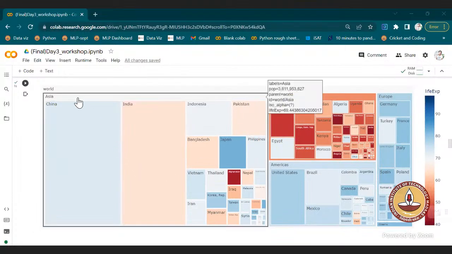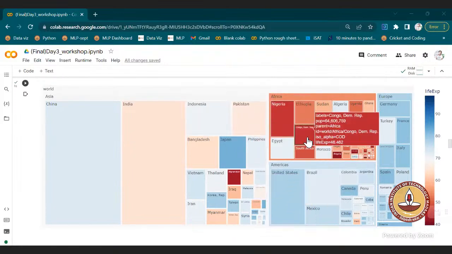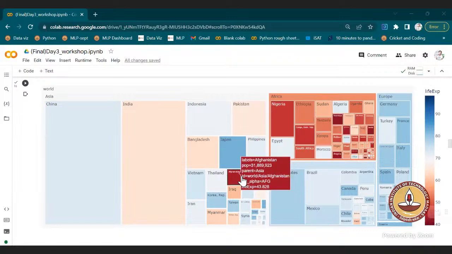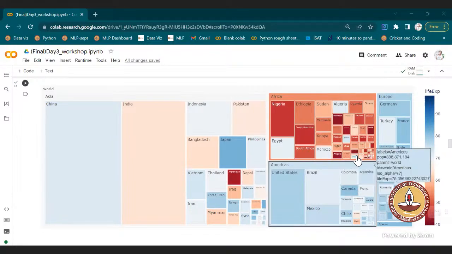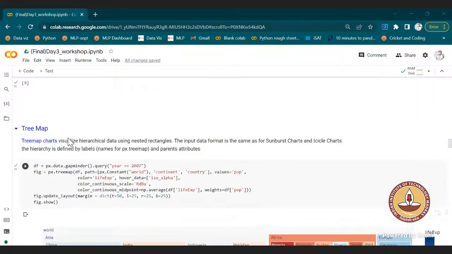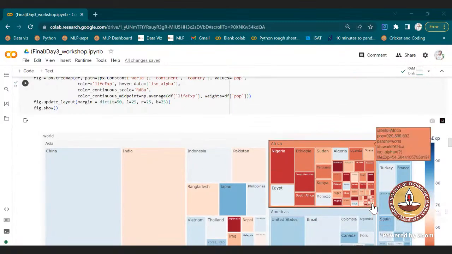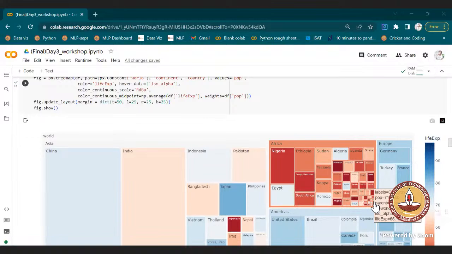But when you go for the country-wise analysis, it is a little difficult because there is one continent which is very large, like Asia. If you see the other continents, a few of them are very small. The good thing about this Plotly is that we can directly hover over the country name and see what the exact values are. But it's difficult to compare.